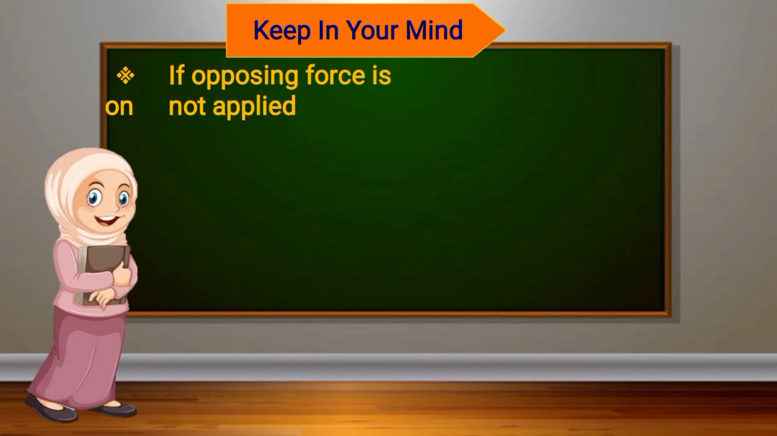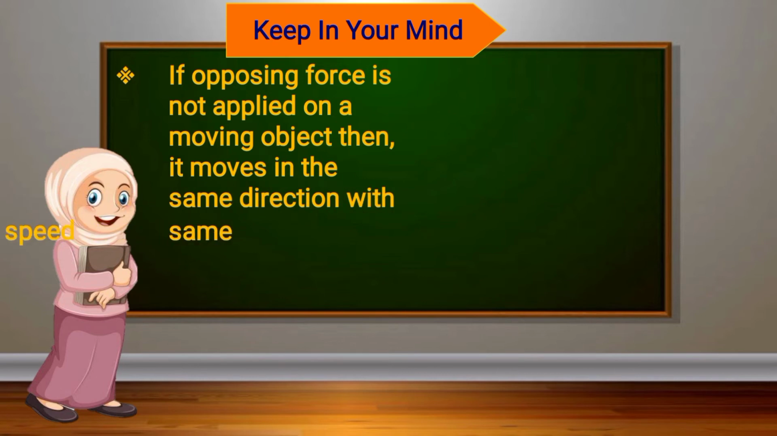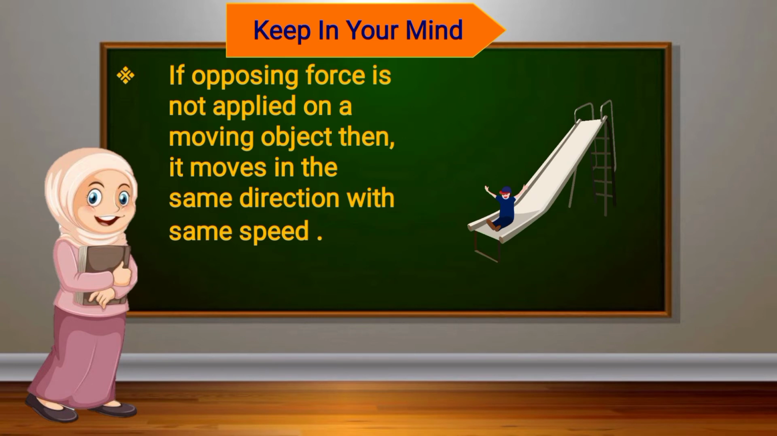Second, if opposing force is not applied on a moving object, then it moves in the same direction with the same speed. A suitable example for this: suppose you are playing on the slide. Unless you reach the ground, you will remain in motion. So, if opposing force is not applied on a moving object, you will remain in the same direction. If you want to change the direction, you have to apply some opposing force.